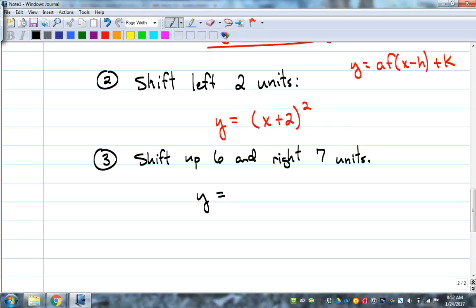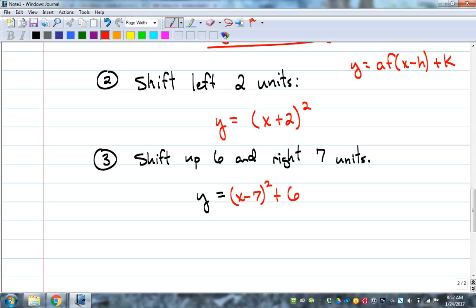So if we're going to move up 6, what do we do on the outside? Add 6 on the outside. So we're going to have a plus 6 there somewhere. And then right 7, that's a left and right, so it's going to be on the inside. Moving to the right would be minus 7. And there's the equation. The x squared graph shifted up 6 units and right 7 units. That's what it would look like.